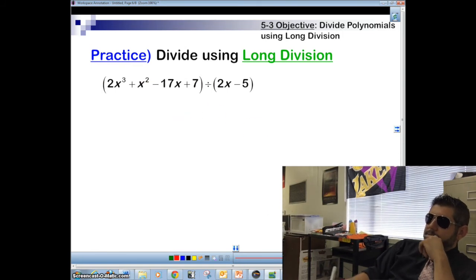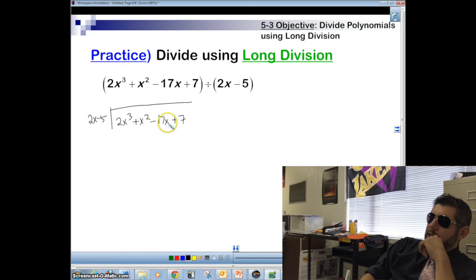Okay, practice this one. Okay, I'm just going to use black and go right through it here. Okay, so 2x minus 5, 2x cubed plus x squared minus 17x plus 7. None of these so far have fillers in them, so we're cool, okay? X squared. Okay, x squared times 2x is 2x cubed. X squared times negative 5 is negative 5x squared. Change the sign. We're going to have 6x squared. Bring down the negative 17x.